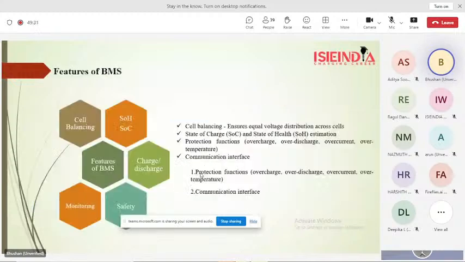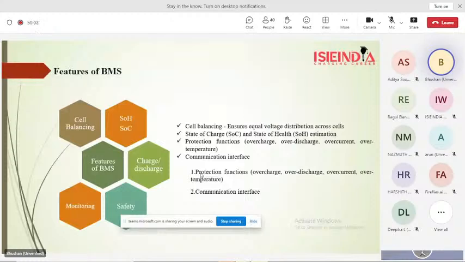And also safety. The most important thing in the battery is safety, because if you do not maintain proper safety in the battery, that will lead to the state of health going down, and the warranty and lifespan of the battery will be decreased.